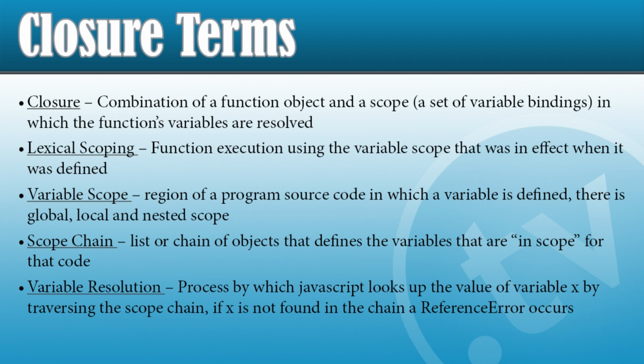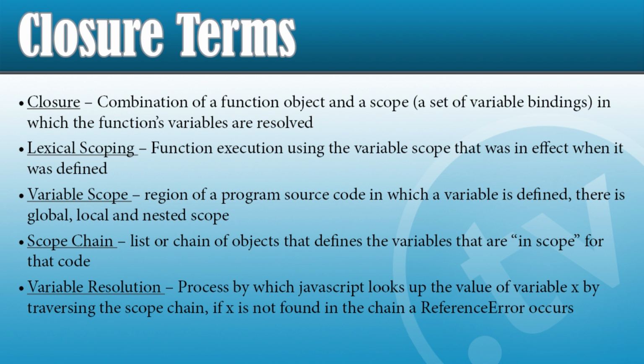Reviewing variable scope. Variable scope is the region of code in which a variable is defined. A scope chain is very important in closures. The scope chain is a list or a chain of objects that defines the variables that are in scope for that code. Variable resolution is the process of JavaScript looking up the value of a certain variable.